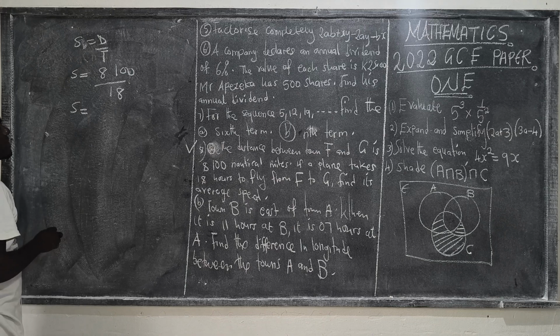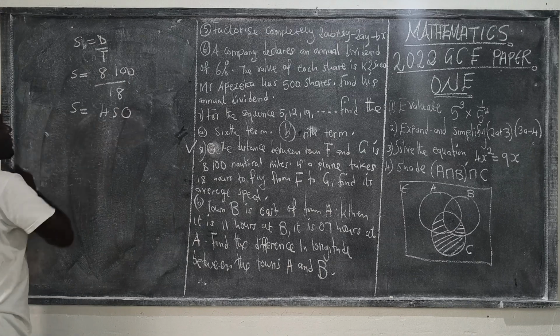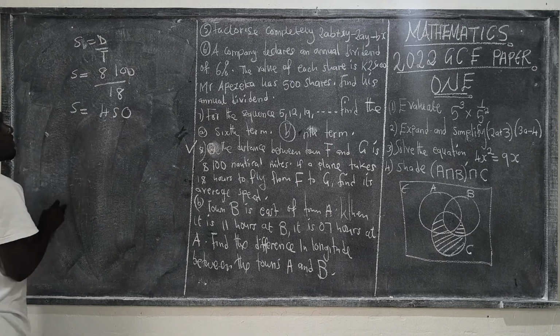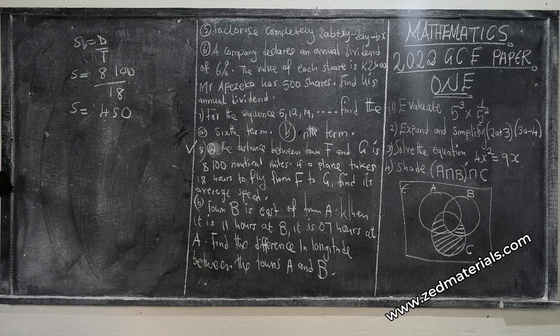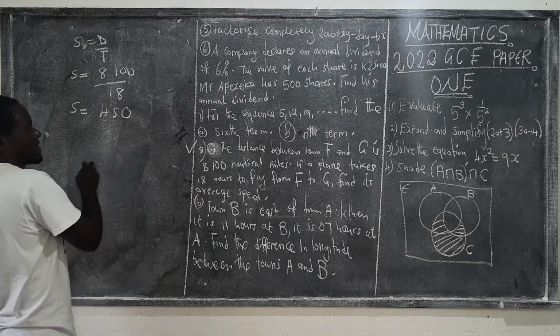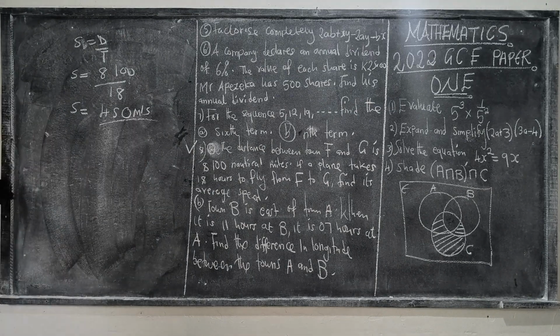Okay. That is 45. So 4, 5, and add a 0 there. So we have 450. So speed, then we find the average speed. So the average speed was 450 meters per second. That is the average speed.